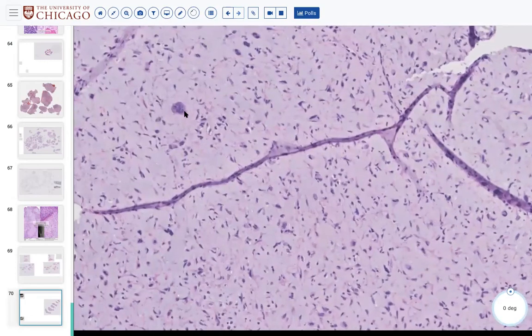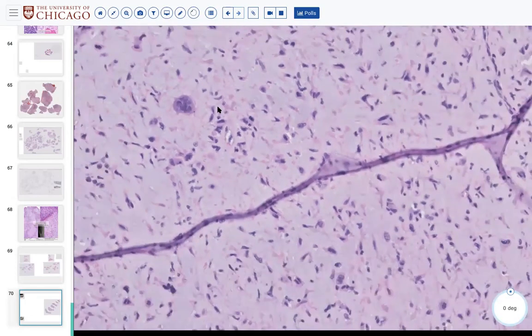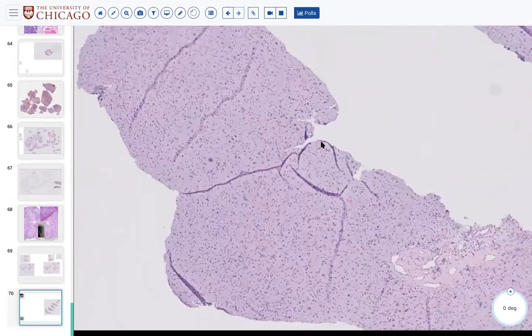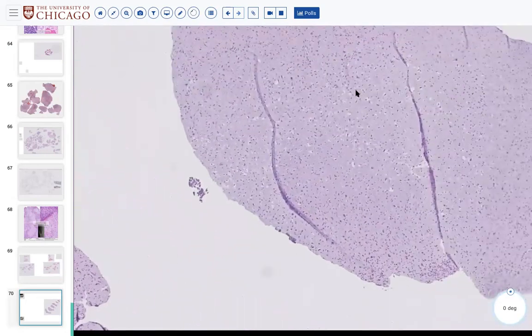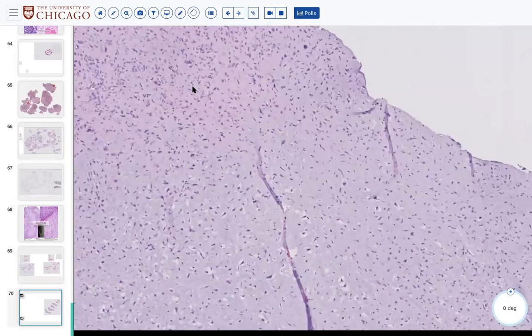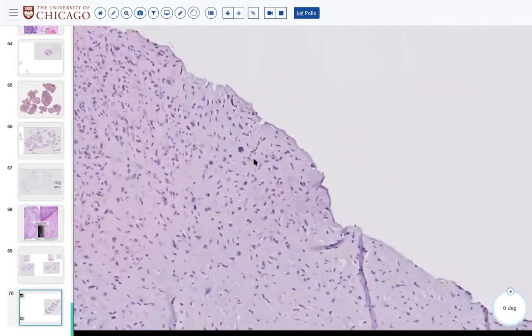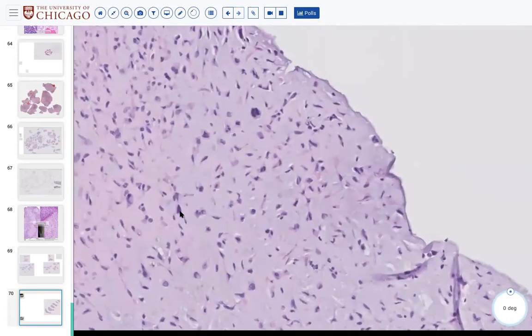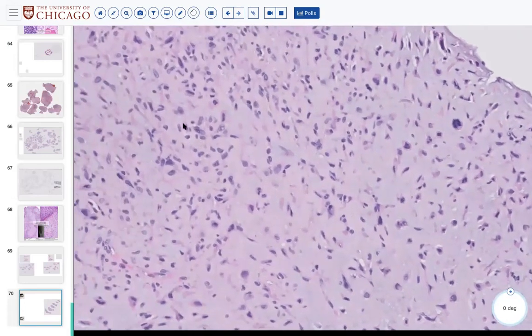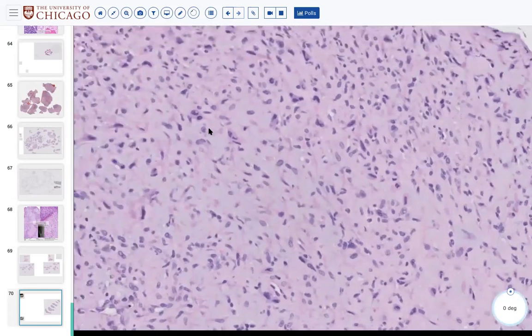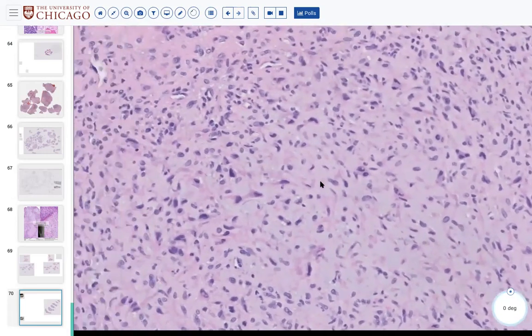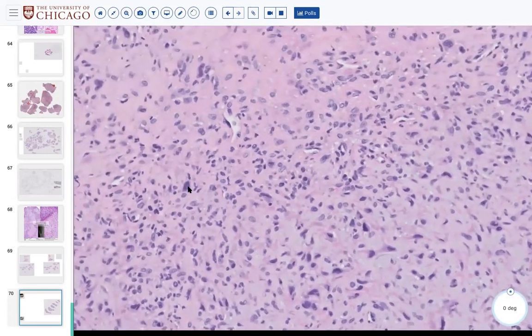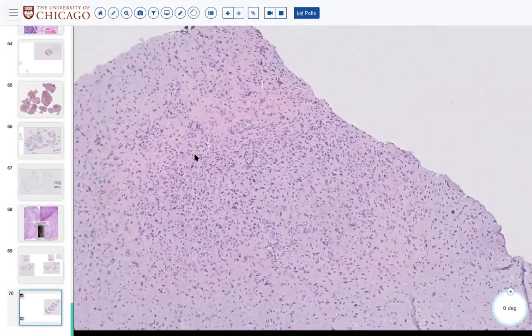Yeah, that's a giant cell. Does anybody have any additional thoughts based on the permanence? And as I said, I'll send you this presentation afterwards so you can look at it on your own as well.